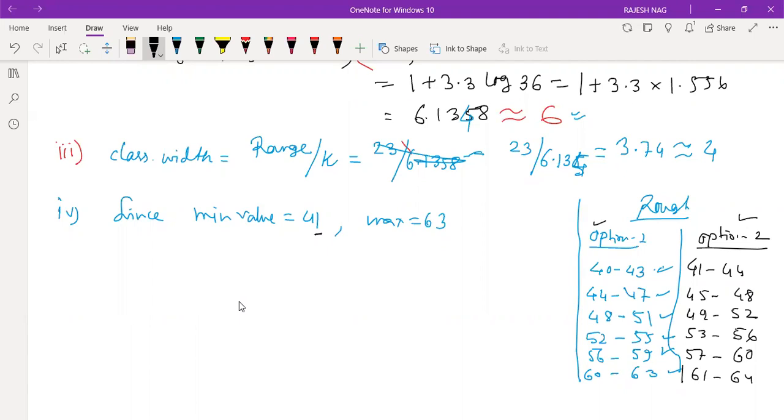Any question regarding this? No, sir. So class is formed. Now we have to go for the frequency. Okay. Next class we will go for the actual table.